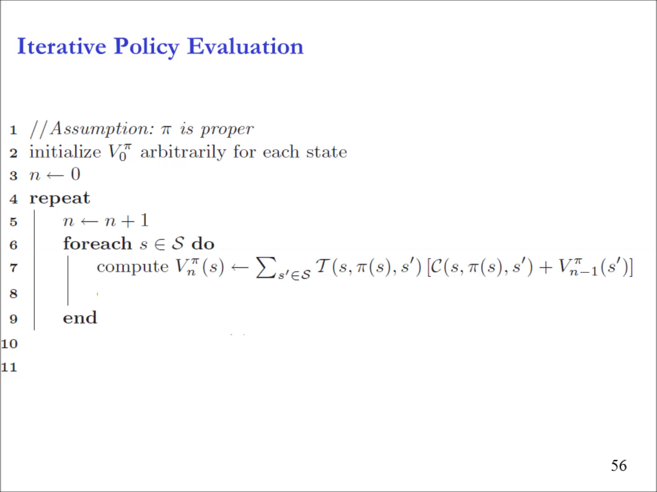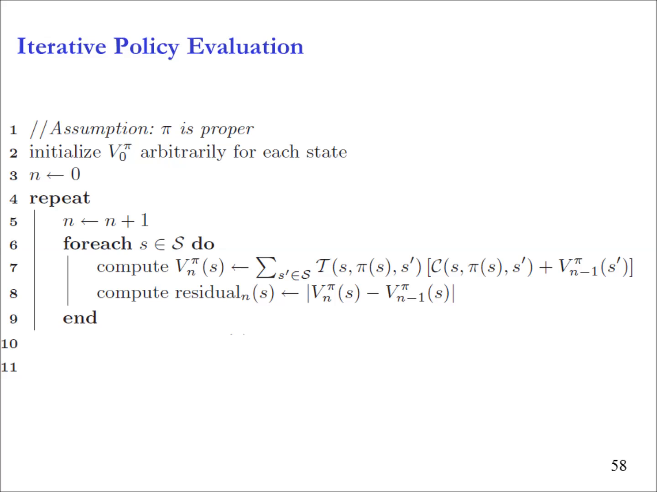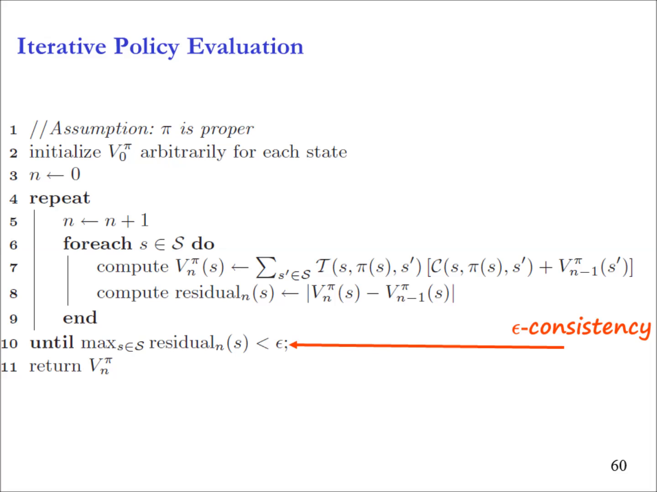Now the only other thing I need to tell you is when to stop. Intuitively, when should I stop? With deltas, when the values are not changing by much. So I will look at how much the value changed. Let's call it residual. That's the difference between Vn and Vn minus 1 for every state. I will take the max residual, and when the max residual is less than epsilon, I will stop, and this is called an epsilon consistent value function. This is my termination condition. Too many terms, but the ideas are the same. Any questions about iterative policy evaluation?